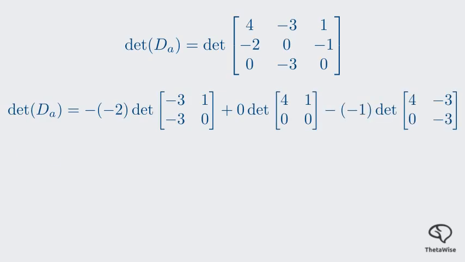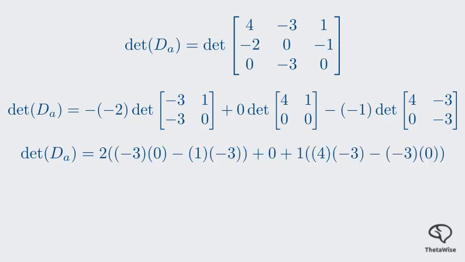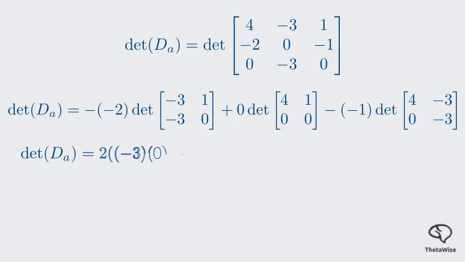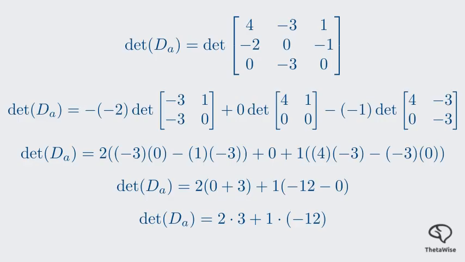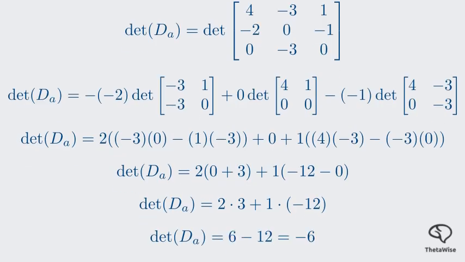Now we simplify. This becomes 2 times the quantity minus 3 times 0, minus 1 times negative 3, plus 1 times the quantity 4 times negative 3, minus negative 3 times 0. Calculating the determinants inside the brackets, we get 2 times 3 plus 1 times negative 12. This simplifies to 6 minus 12, which equals negative 6. So the determinant of D sub A is negative 6.